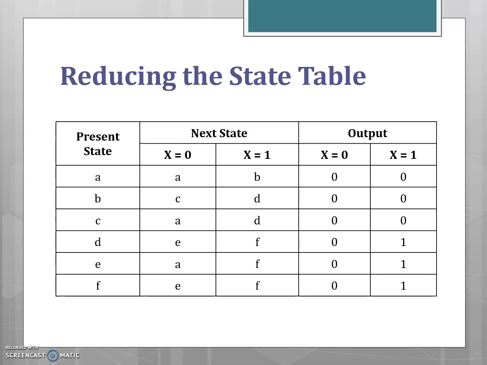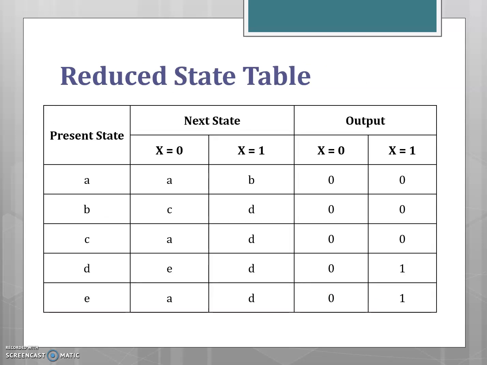Now again, you check for the equivalent states. On inspecting the state table, I can find that the states D and F have the same next states E, F and also the same outputs 0 and 1. So D and F are equivalent states. I can remove one state, so removing F and replacing F by D, I will get the reduced state table. Further observing, there is no equivalent state, so I can stop at this point.